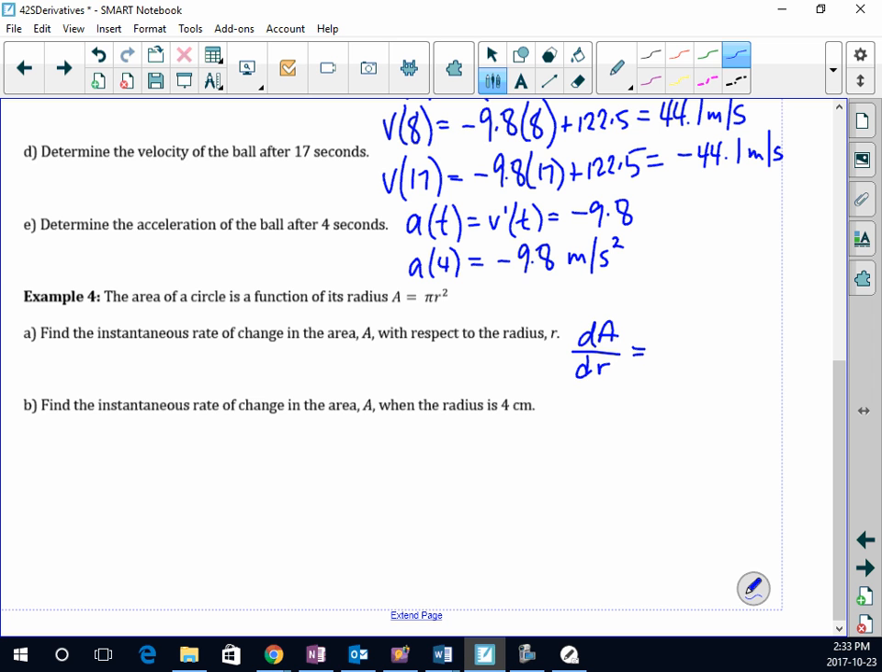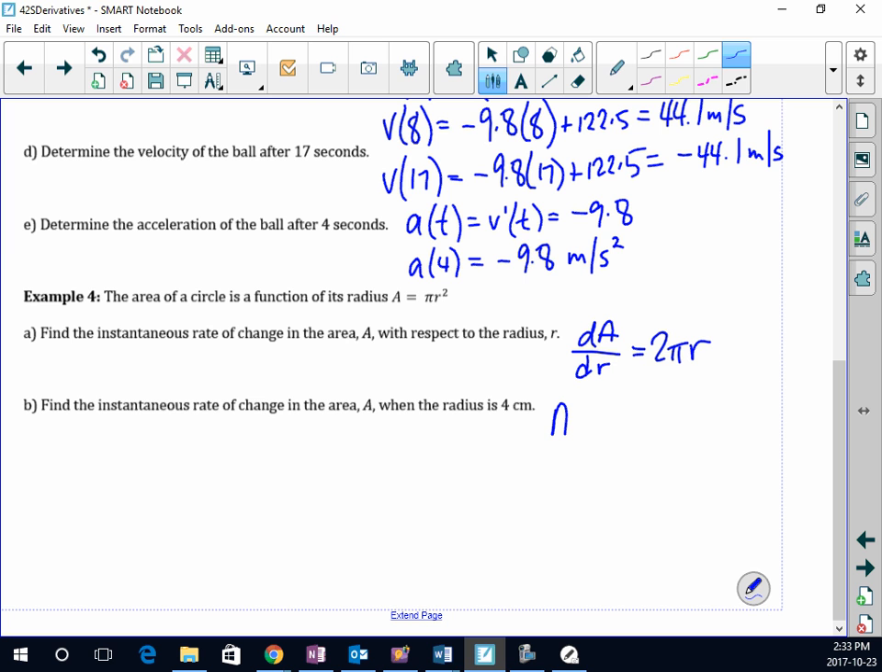What do you get? 2 pi r. Ooh, mind-blowing. What is that? That's the formula for circumference of a circle. Isn't this crazy? Find the instantaneous rate of change of the area when the radius is 4.